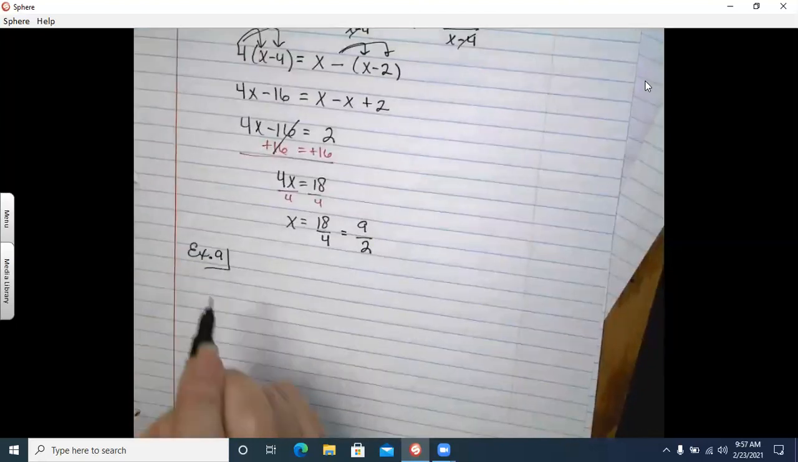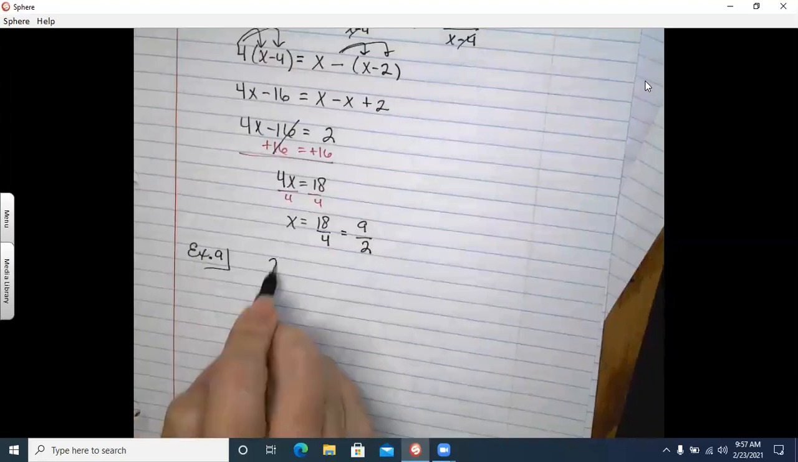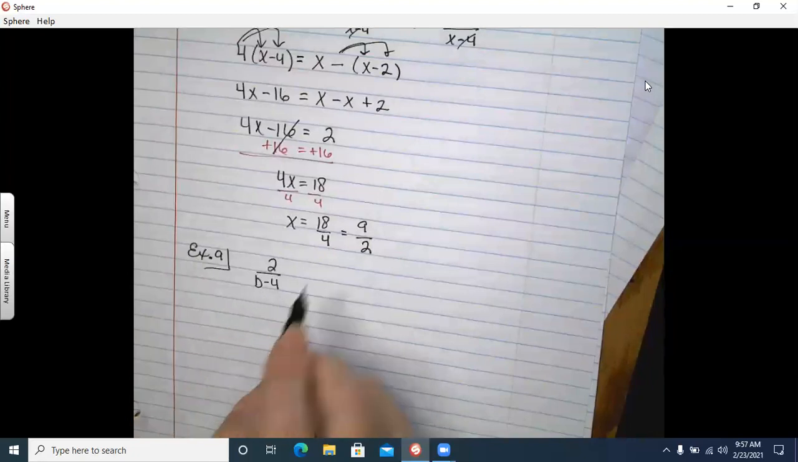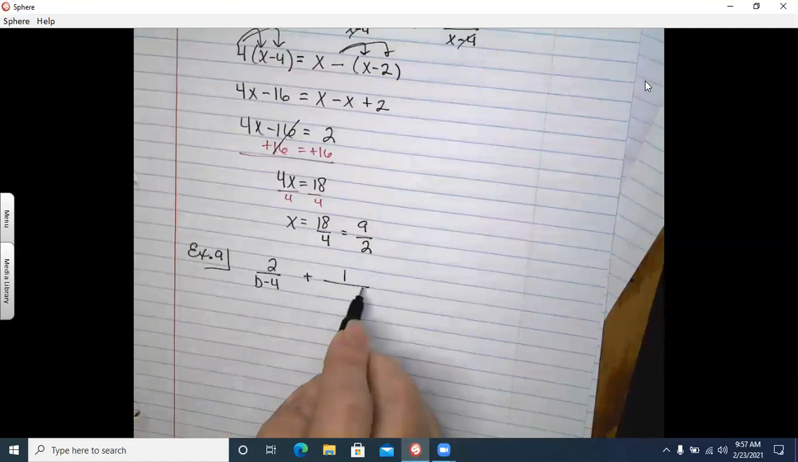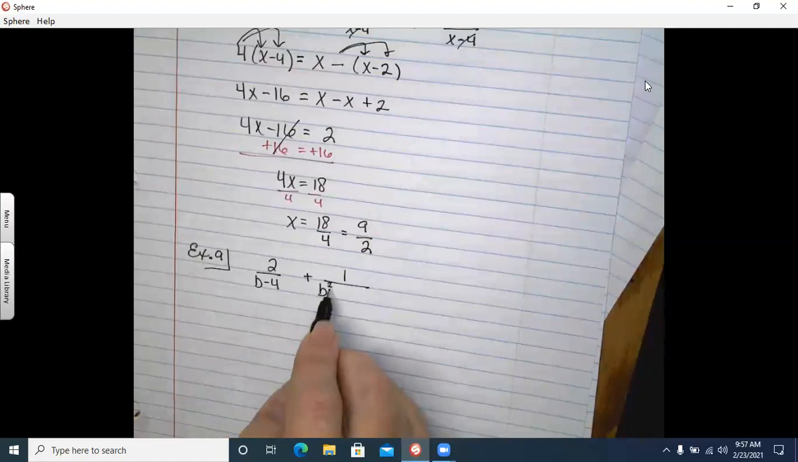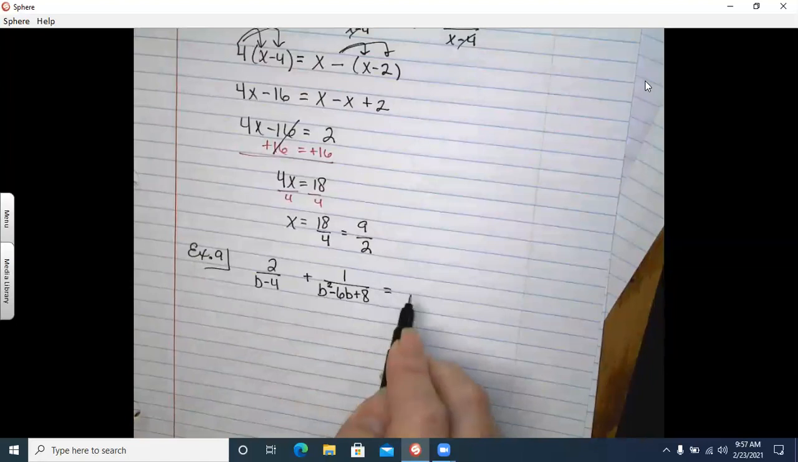Try this one. 2 divided by b minus 4, plus 1 divided by b squared minus 6b, I shouldn't have used the b, plus 8, equals 3 divided by b minus 2.